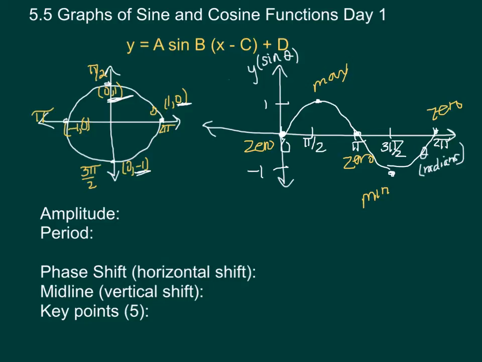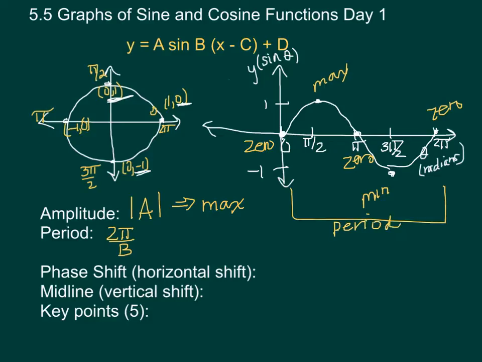Now the amplitude, which is the absolute value of A, will give you that maximum value. And it just tells you how high your curve is. Your period is always 2 pi over B. And when they refer to a period, this is a period. So that's the length of your cycle.